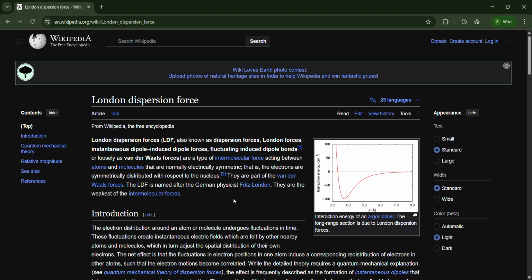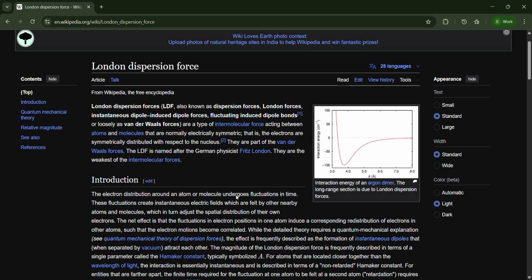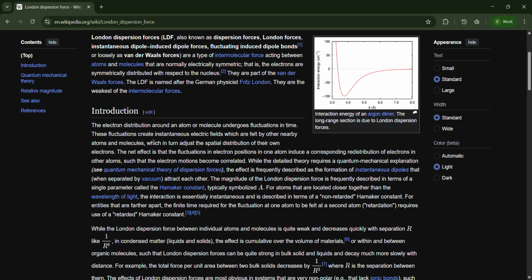So the idea is that London forces are basically the forces that are present between the atoms of a molecule that are electrically symmetric. That is, the distribution of electrons is symmetric. The electron distribution around an atom or molecule undergoes fluctuation in time. These fluctuations create instantaneous electric fields which are felt by other nearby atoms or molecules. The net effect is that the fluctuations in electron positions in one atom induce a corresponding redistribution of electrons in other atoms.